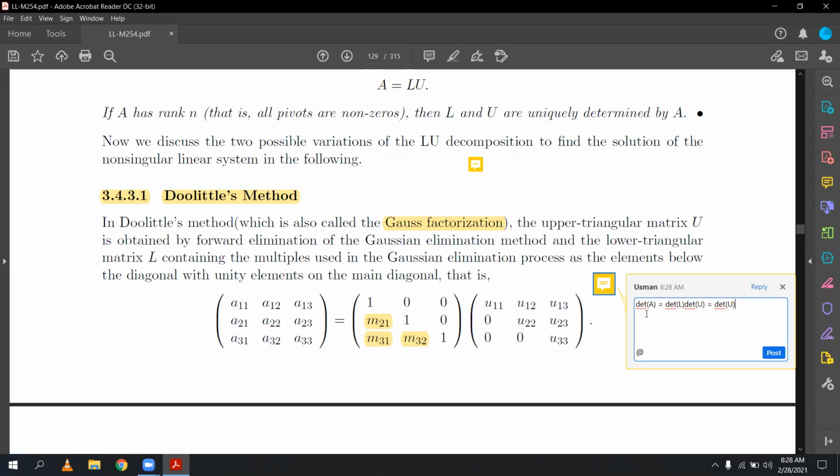If the teacher in the exam says, find the determinant of A with the help of LU decomposition by the Doolittle method, you have to do what? Determinant of A always equals determinant of U, because we know determinant of L is always 1, because the diagonal elements are 1, 1, so it is always 1.